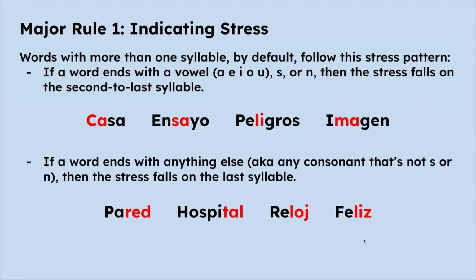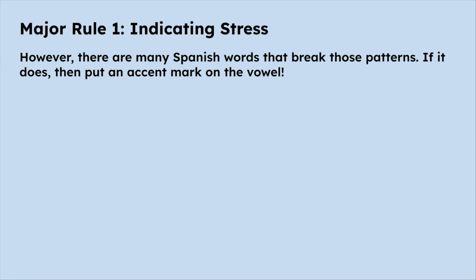Now do beware that even though the Z sounds the same as S in Latin American Spanish, the stress rules still apply differently for both of them. Like in Latin American Spanish, it would sound like feliz with an s, but because it's an underlying Z at the end, it would still follow the last syllable stress rule instead of the second to last syllable stress rule. So just keep that in mind. But there are many Spanish words that break those patterns. If it does break the pattern, then put an accent mark on the vowel of the syllable that's actually stressed.